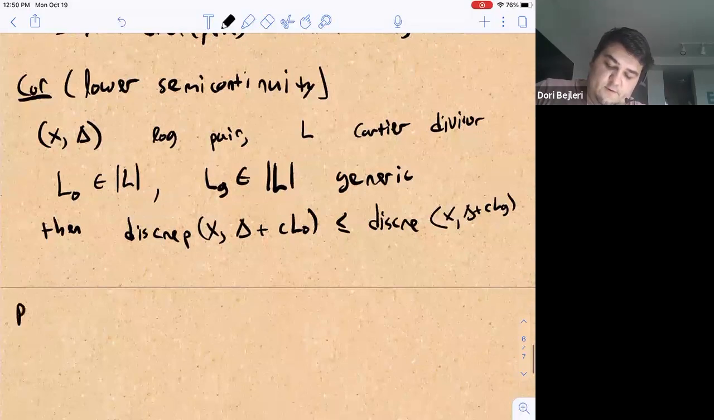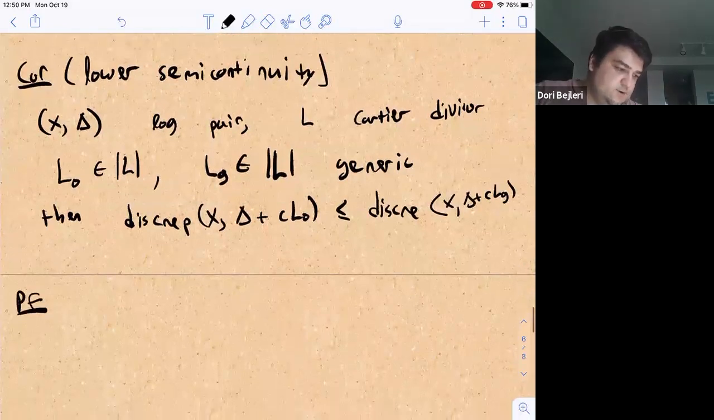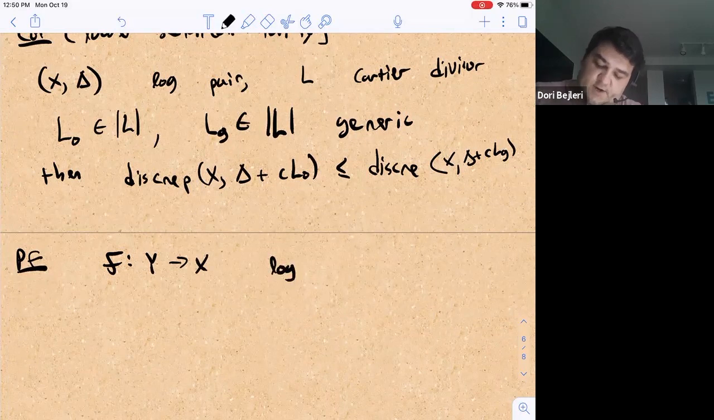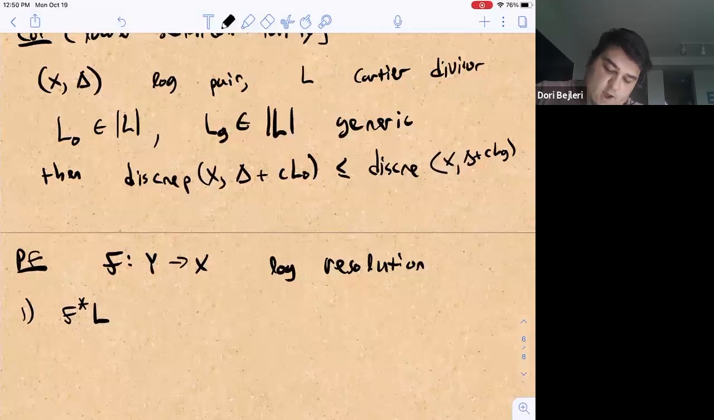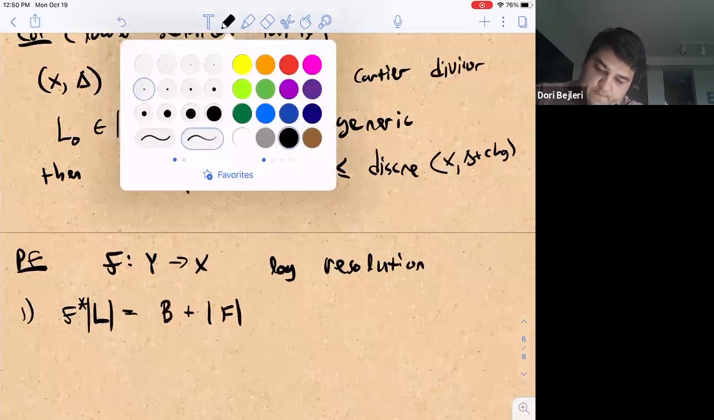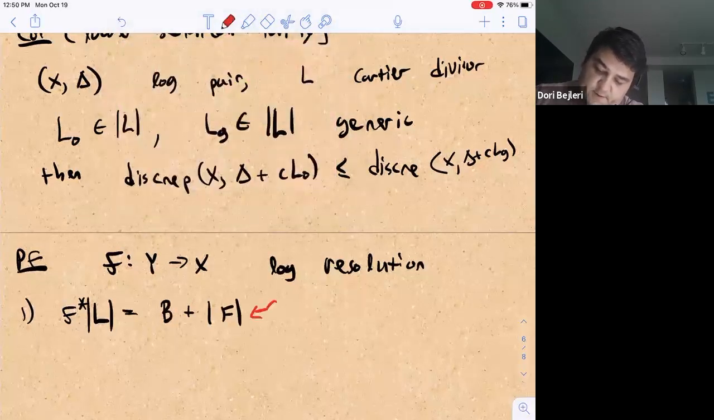Okay, and the proof. So again, we're going to pick some resolution where we can compute. But here we want to adapt it to this divisor L. So pick some log resolution where, when we write down this f upper star L, we can write it as some B, some fixed part, plus some moving linear series. So sorry, f upper star of the full linear series, where this moving part is actually base point free. So resolve until your moving part is base point free.